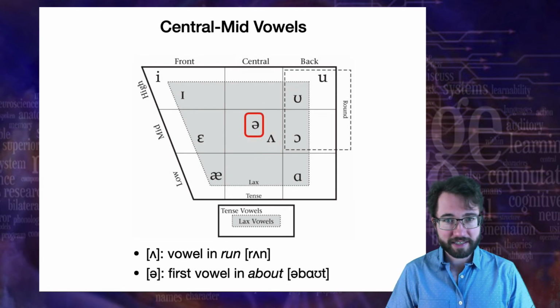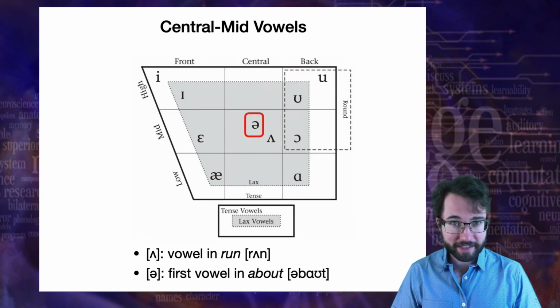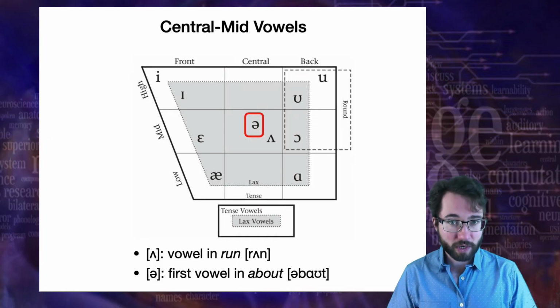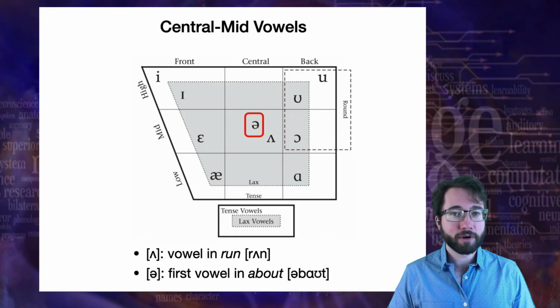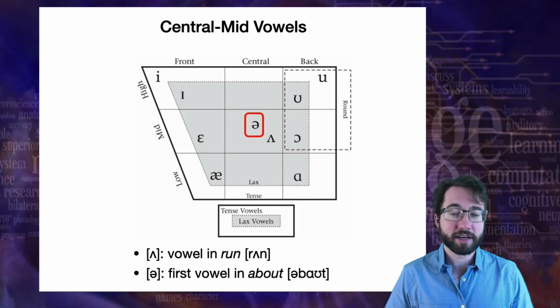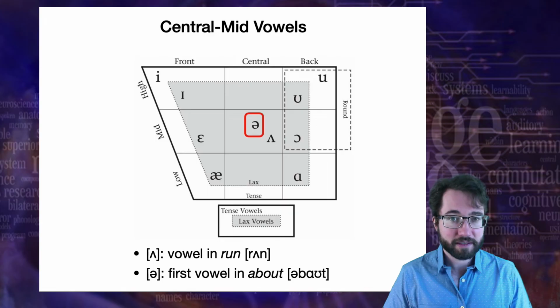And then there's also this sound indicated with the upside down E here. This sound is called schwa, and this is the most sort of mid-central vowel you can have. This is the vowel whose articulation requires the least effort. So that's going to be the first vowel in something like about, about. That's the schwa in about, about.